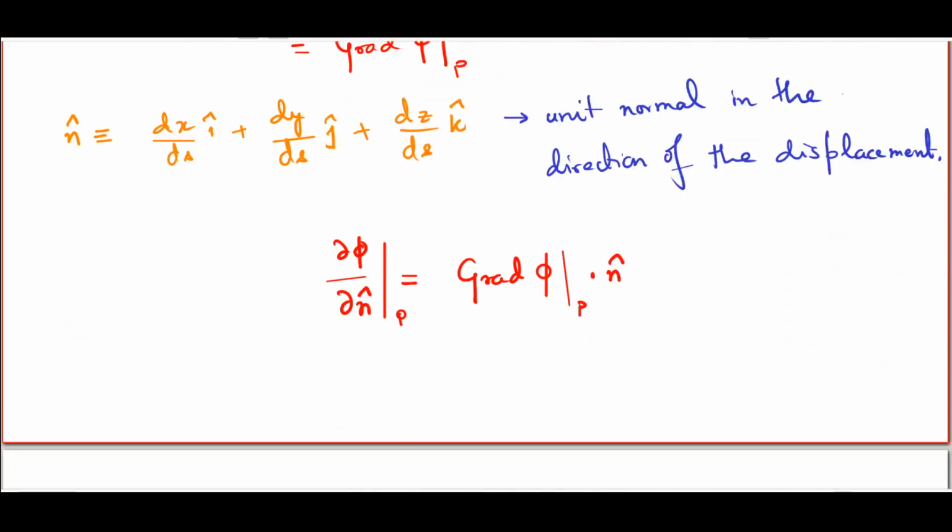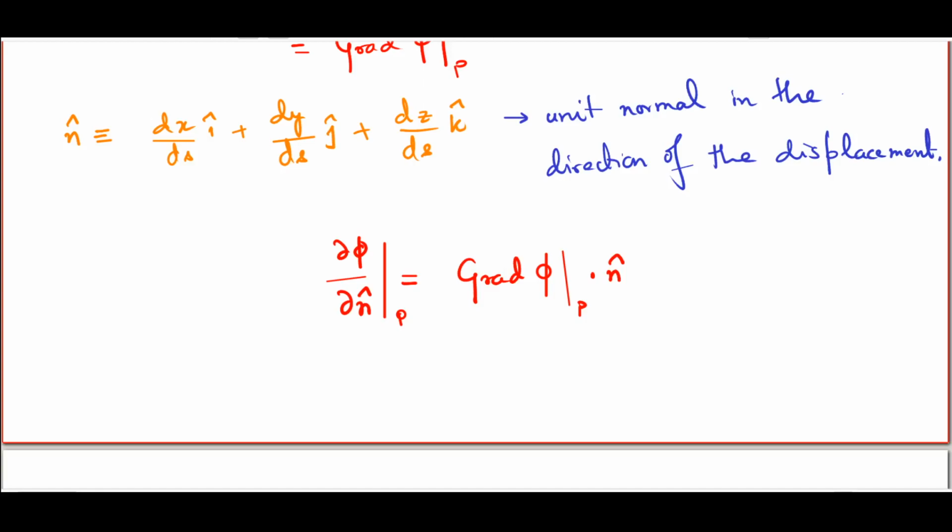Now this formula that we have arrived at for the directional derivative of a function phi, taken in the direction of the unit vector n hat at the point P, that it is given by the dot product of n hat, the unit vector, with the value of gradient of phi at the point P, leads us to a very easy way of interpreting what the gradient of scalar function phi really is, at least what its value at a particular point P is.